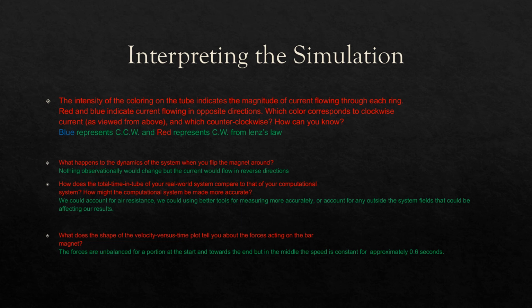What does the shape of the velocity versus time plot tell you about the forces acting on the bar magnet? The forces are unbalanced for a portion at the start and the end, but in the middle the speed is constant for approximately 0.6 of a second.